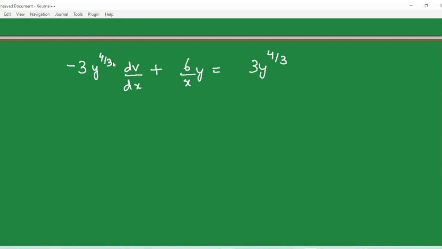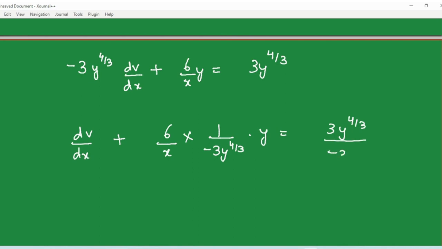Now let's get rid of the coefficient of dv by dx. Let's divide by minus 3y to power 4 by 3 to look at the form which it takes after this substitution. This is the form which the differential equation has taken. Now one more step of calculations. So 6 and 3, they cancel out. So you have a minus 2 by x here, and this is y here, y to power 4 by 3 here. So that takes the form y to power minus 1 by 3.